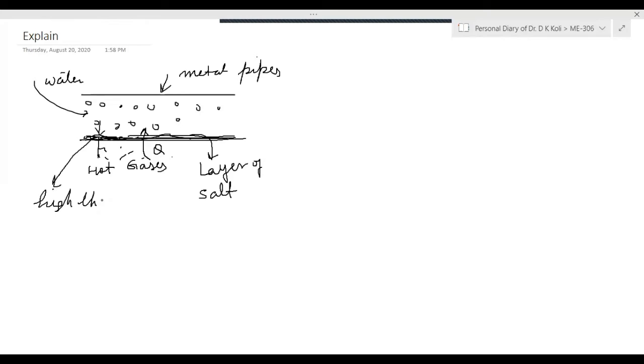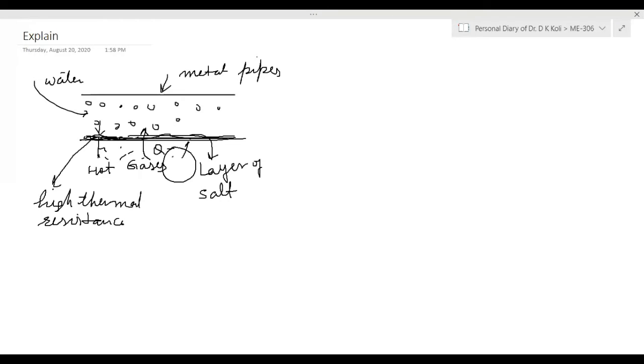High thermal resistance means it will not allow the heat to flow, or it will create some hindrance in the flow of heat. Okay, so heat is there, but it is not going to flow through it. Because of that, heat will accumulate outside the pipe, and because of the accumulation of the heat, it will overheat the surface. You getting my point? Heat is there, but this layer is not allowing the heat to flow because it is causing the high thermal resistance.